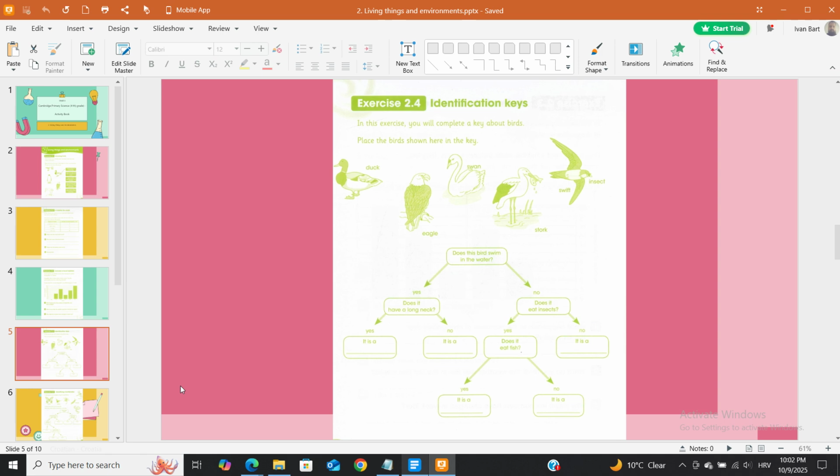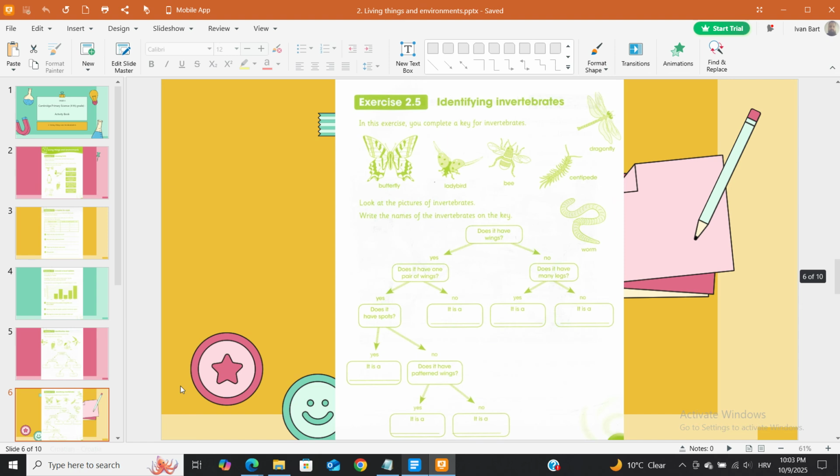Duck. Yes. It is a. Eagle. Yes. Does it have a long neck? Swan. Does this bird swim in the water? No. It is a. Yes. Does it eat fish? Stork. No. Does it eat insects? Insect. Swift. Yes. It is a. No. It is a. No. It is a.